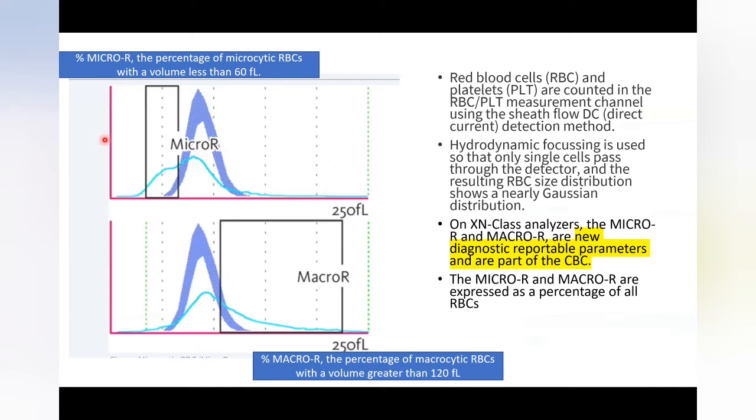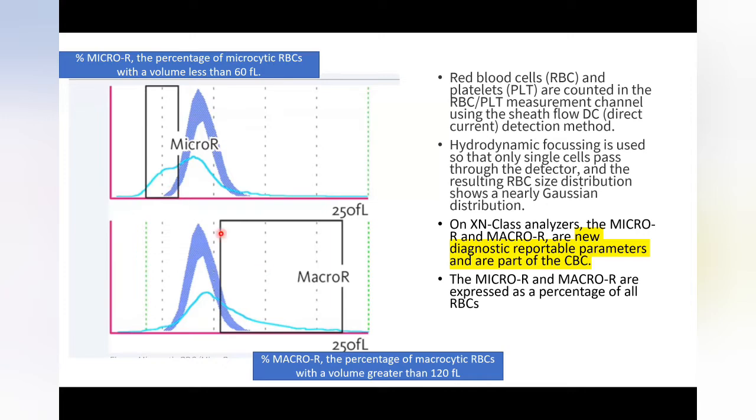Whenever you look at the RBC histogram, the percentage of the cells which are falling in this region are considered as micro-R. So percentage of microcytic RBCs which have a volume of less than 60 femtoliters. So what is the cutoff that is defined? 60 femtoliters. The percentage of cells which fall less than 60 are considered as micro-R, whereas the percentage of cells which come here, that is more than 120 femtoliters, comes as macro-R.